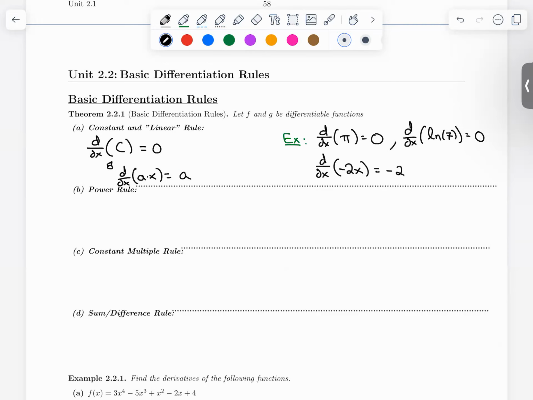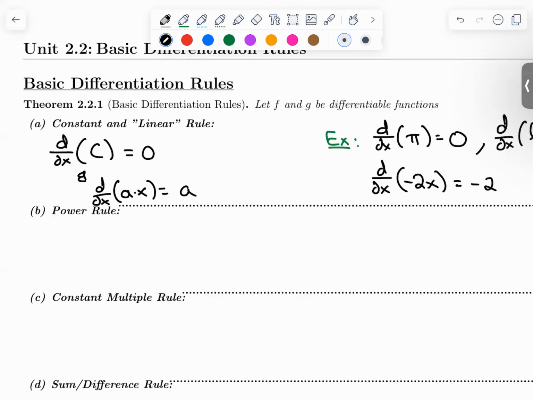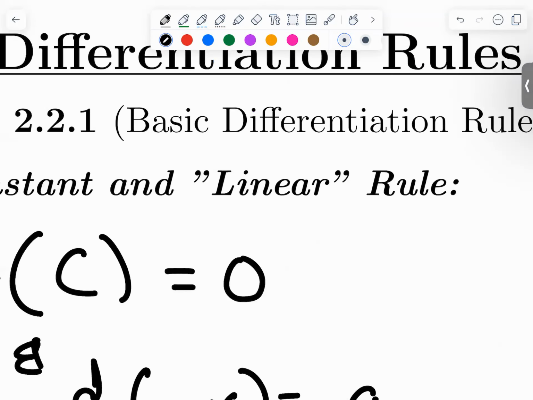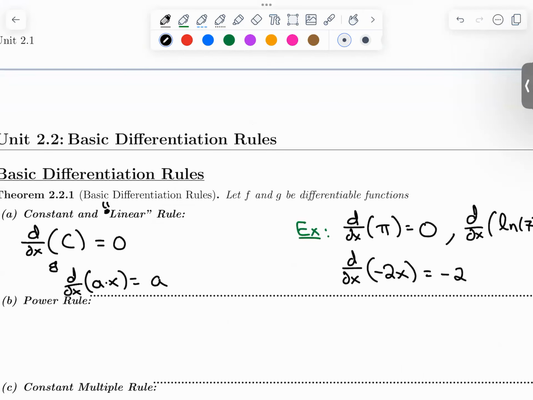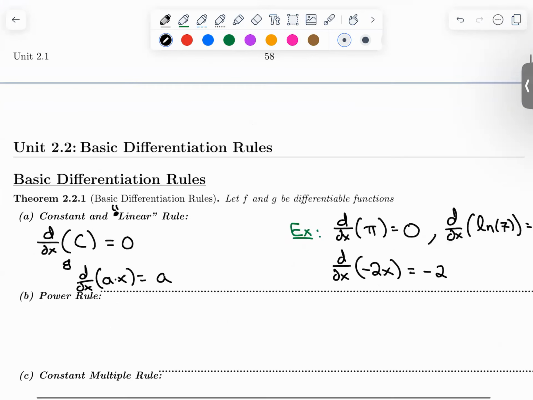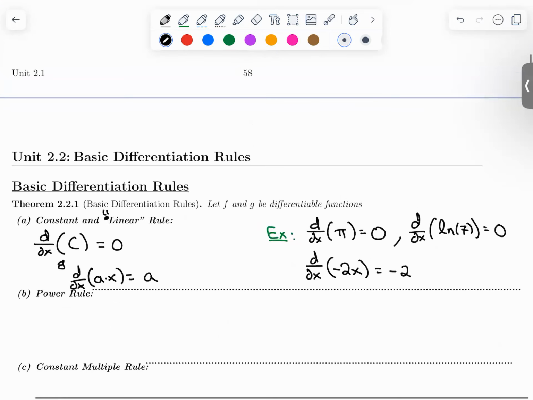You can prove the linear rule. I gotta change that. It's a backwards quotation mark. Okay. The linear rule can fit into the power rule, but it's better to see it this way in my experience so that you see exactly how it works. So those are the first two rules.